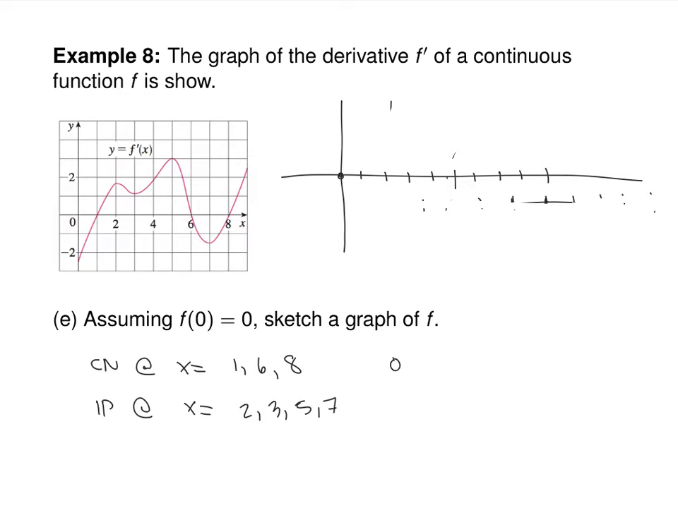So from 0 to 1, f is decreasing, concave up. Do you buy that? Decreases, concave up. How about from 1 to 2? Is f increasing or decreasing? Increasing. And is it concave up or concave down? Concave up still.